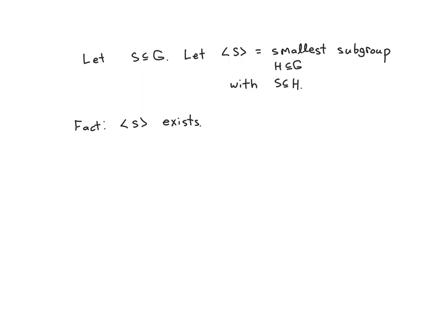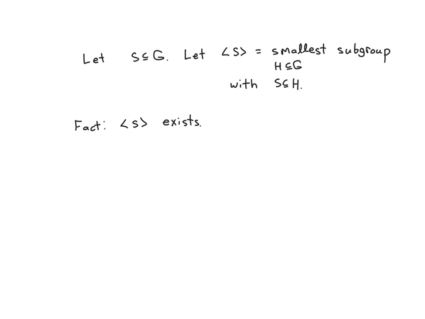First, a definition. Let S be a subset of a group G. Then we're going to let angle brackets S denote the smallest subgroup H in G, so H is a subgroup of G, with the property that S is a subset of H. Remember, S itself is not a subgroup. It's just a subset for now. But we want the smallest subgroup containing S. We call this the subgroup generated by S. And it's a fact we'll prove later in one of the other videos that such a group always exists.